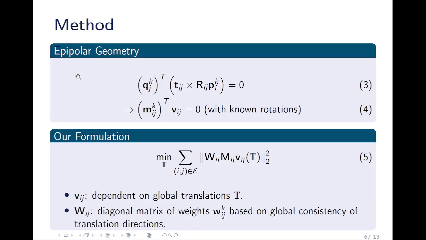It is well known from epipolar geometry that the point correspondences are related by the relative motion in this fashion, which can further be rewritten in this form if we know the absolute rotations. Our formulation is to minimize this expression over all point correspondences and over all edges with weights for each point correspondence. These weights are obtained based on the global consistency of translation directions.